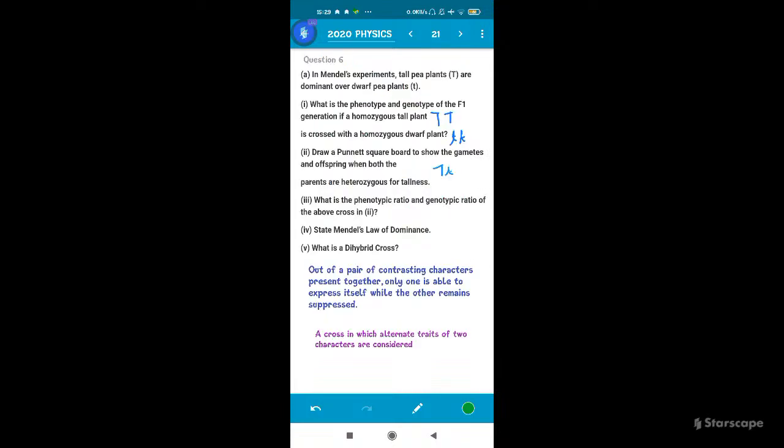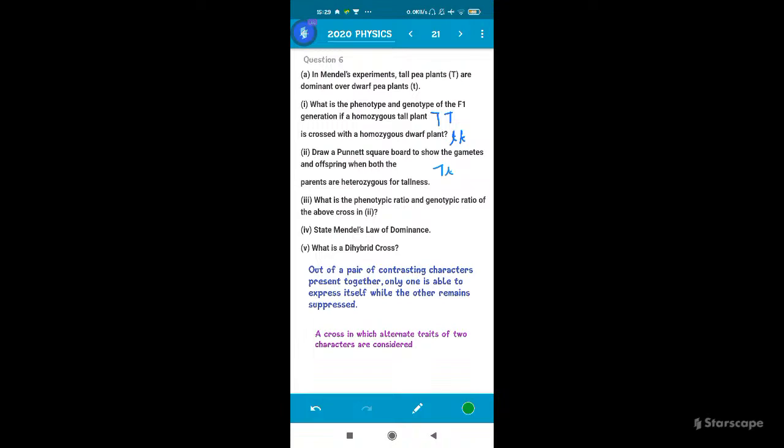Now what is our next question? State Mendel's law of dominance. In this case, since it is a law, you cannot write something according to your wish. You have to write whatever has been given in your book exactly to the point. So let me just read it out for you. Out of a pair of contrasting characters present together, only one is able to express itself while the other remains suppressed. Okay, so this is the law of dominance of Mendel.